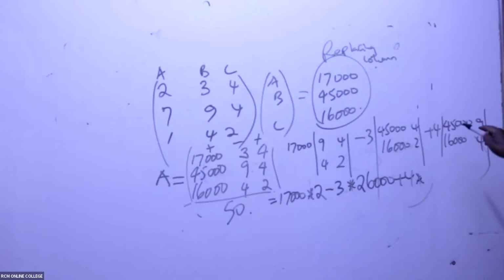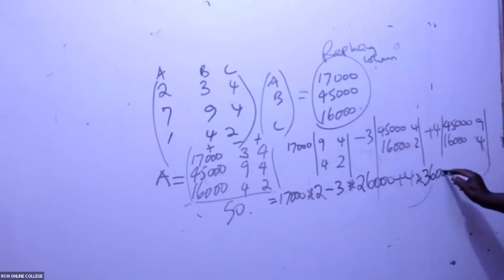into, in this case, 45,000 times 4 minus 16,000 times 9. What figure do we have there? I'm being given a figure of 26,000 or 36,000. I'm waiting to get from someone else. Valentine, 36,000. Thank you so much.